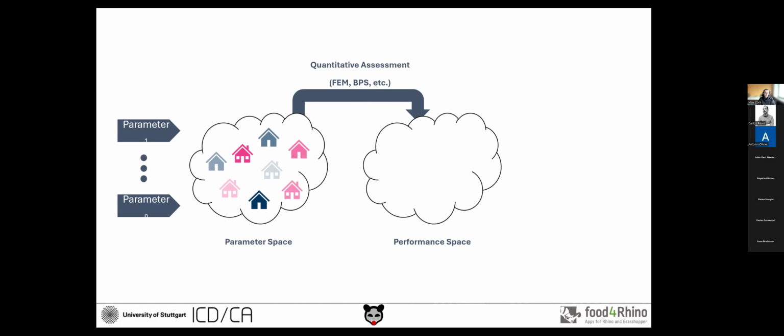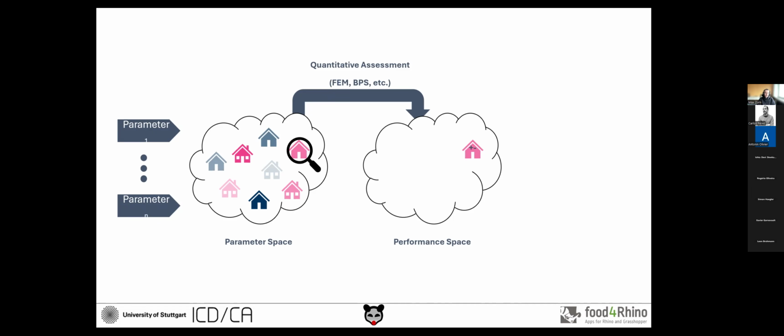Now what we can do is use a simulation, like FEM or building performance simulation, to quantify the performance of our designs, right? And so a design can be good or bad in that regard. And this space we call the performance space.